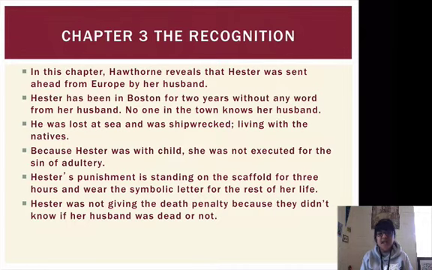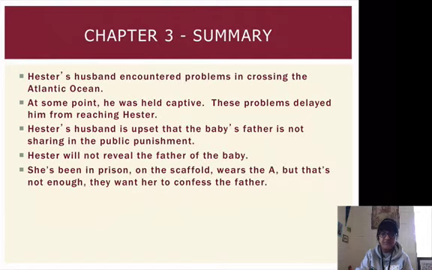Because Hester was with child, she was not executed for the sin of adultery. Also, she was not given the death penalty because they didn't know if her husband was dead or not. So the punishment she was given is standing on the scaffold for 3 hours a day and wearing the symbolic letter for the rest of her life.